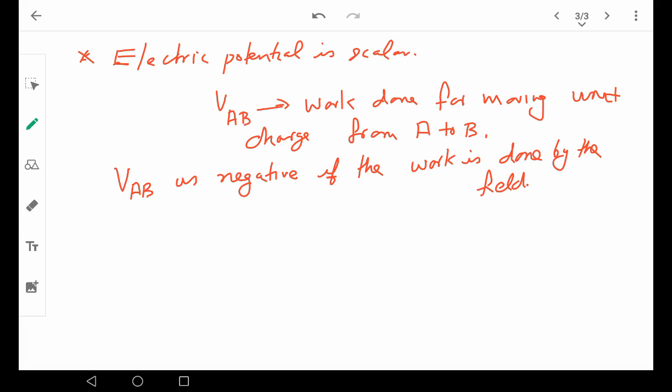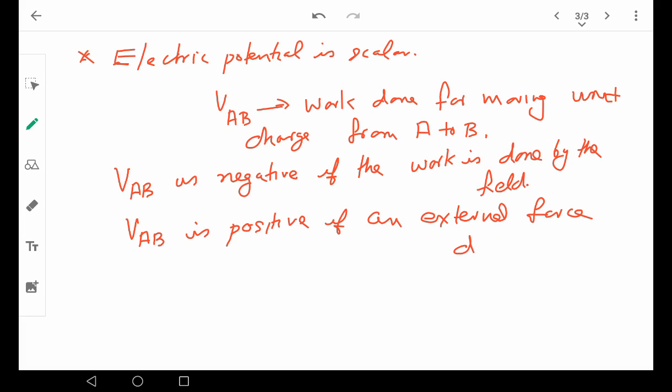Now if VAB is positive, you can say VAB is positive if an external force does the work.